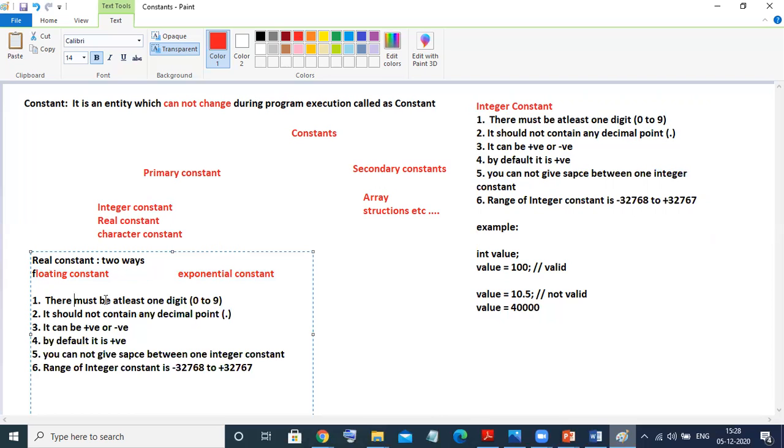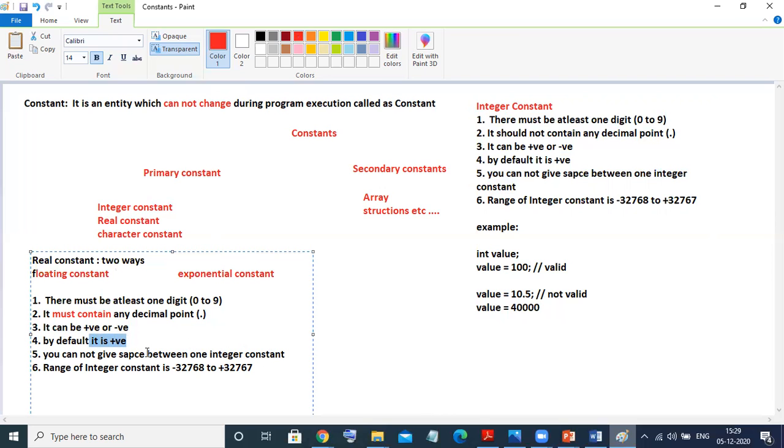Again, the first rule would be same. It should have at least one digit. But the second condition is very important. It must contain a decimal point, because it's a floating constant. Now again, it can be positive or negative, but if you are not mentioning anything, then it is to be considered as a positive number.